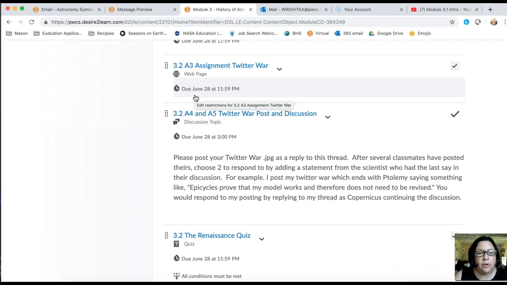You also have a Twitter war assignment where you will have Copernicus discussing his model with Ptolemy's model. Copernicus is the one who comes up with the heliocentric model that's accepted in the 1500s, and you have Ptolemy, who around in the Greek times comes up with his geocentric model, which is the one that is favored for a good 1200, 1400 years. So how is it that Ptolemy's model isn't as good as Copernicus's model?